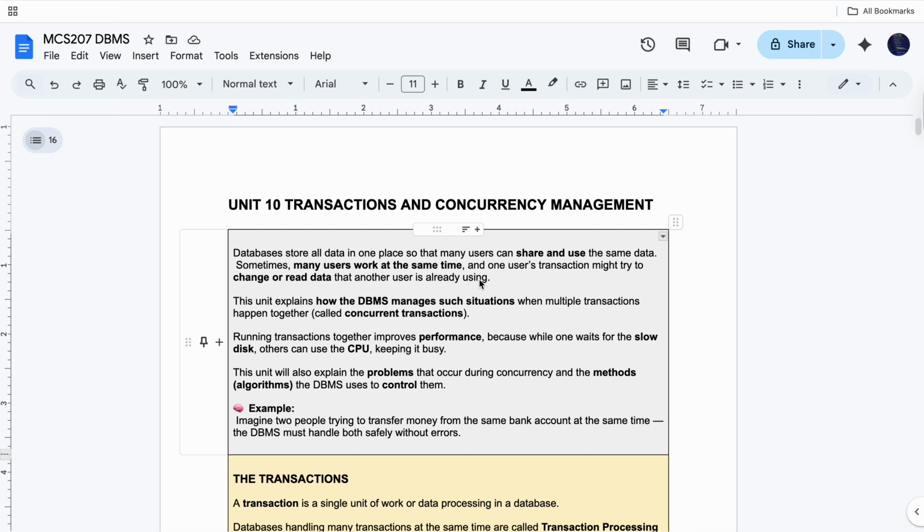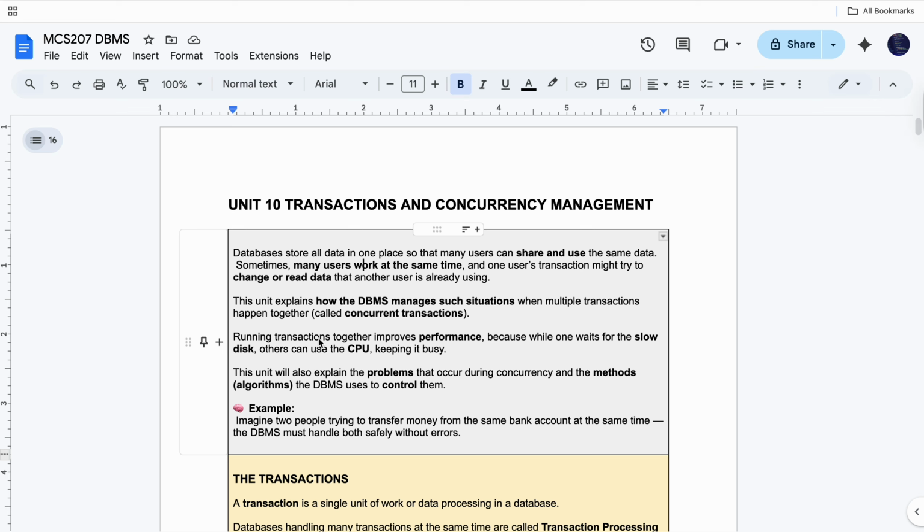A database stores all data in one place so that many users can share and use the same data. Sometimes many users work at the same time, and one user's transaction might try to change or read data that another is already using. This unit explains how the DBMS manages such situations when multiple transactions happen together, called concurrent transactions.